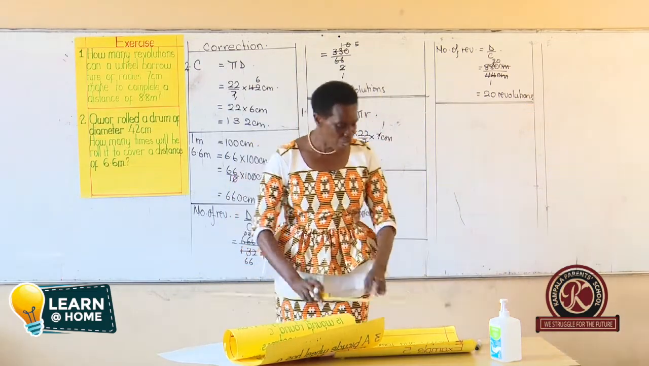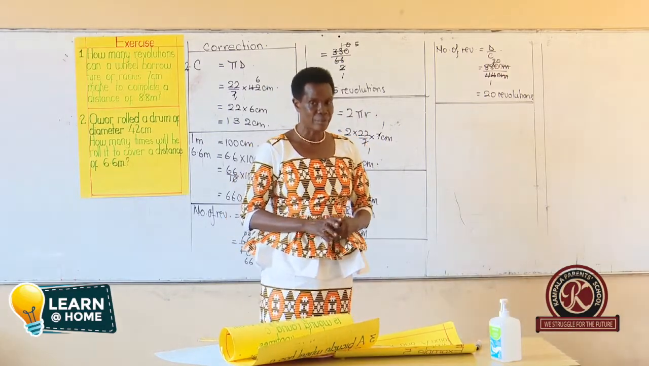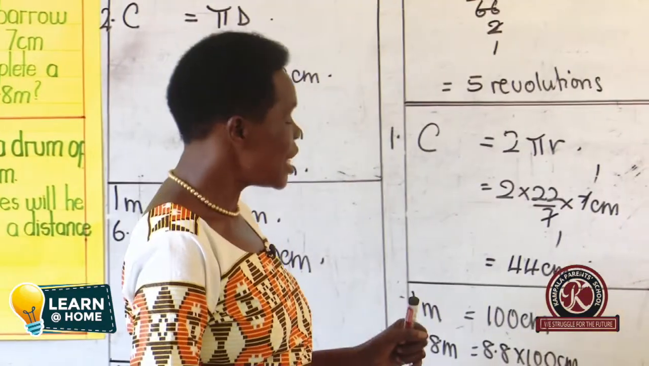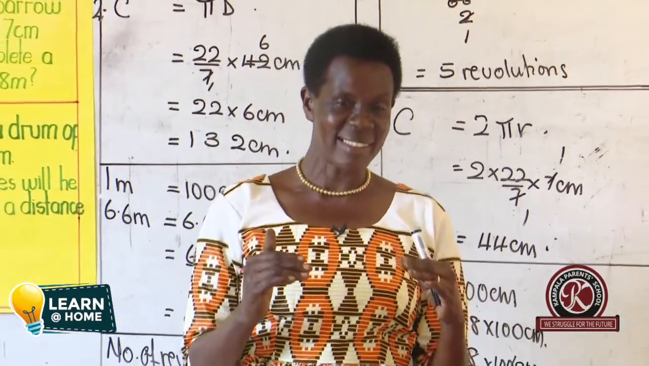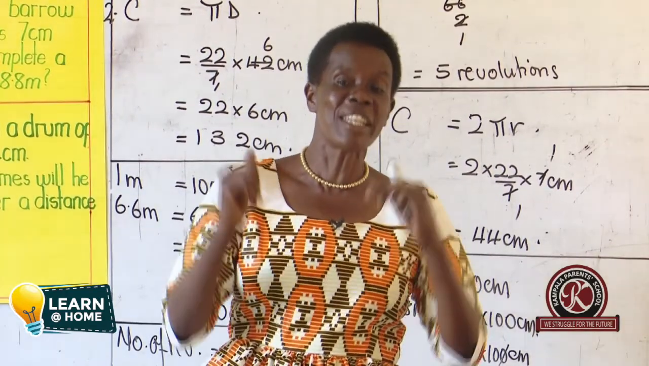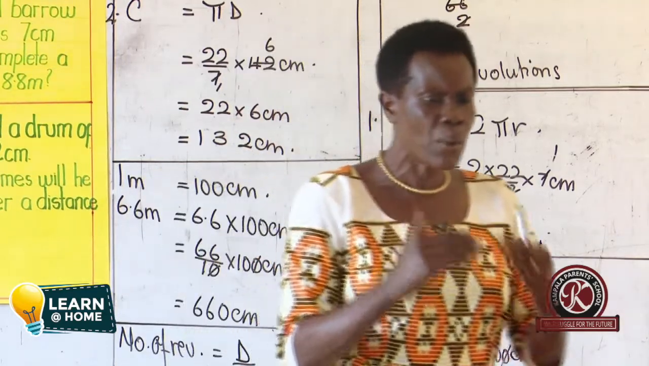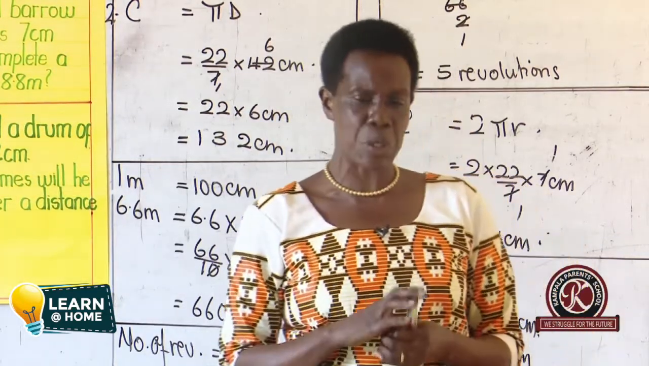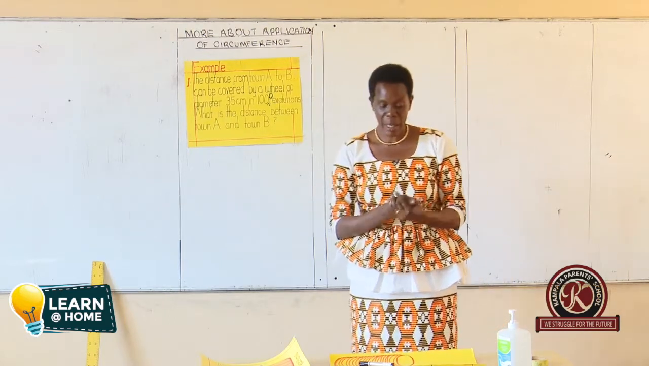So that is what we did in the previous lesson. In the previous lesson, I was getting the number of revolutions, not the distance. Don't create what I have not given you. The other time I told you, don't form the work which I have not taught you and given you.